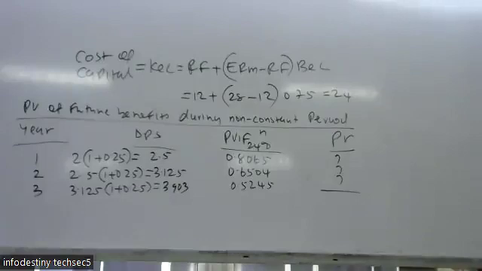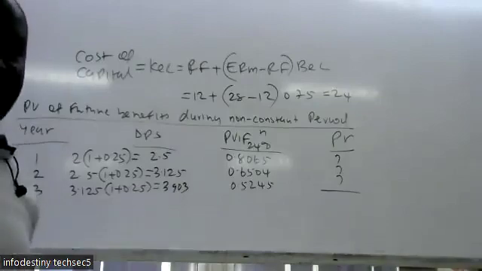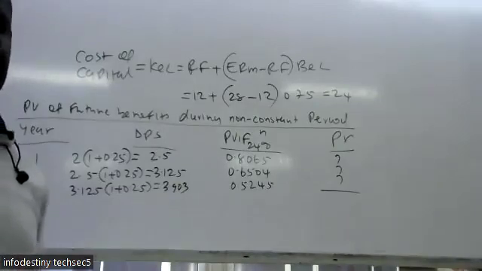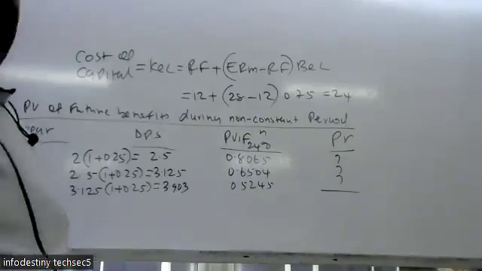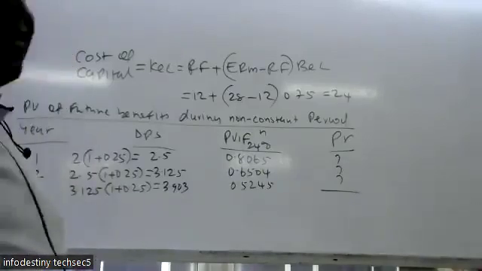Six point what? Online, you are getting what total? So that is now during the non-constant period.